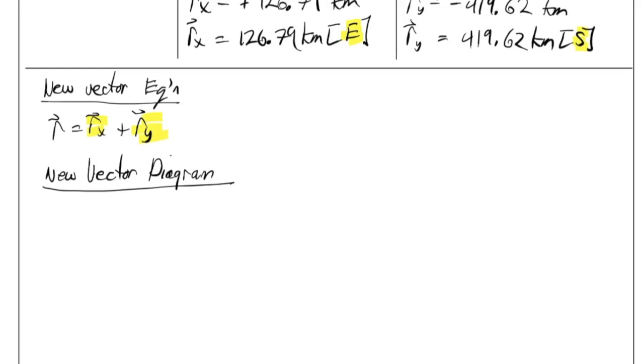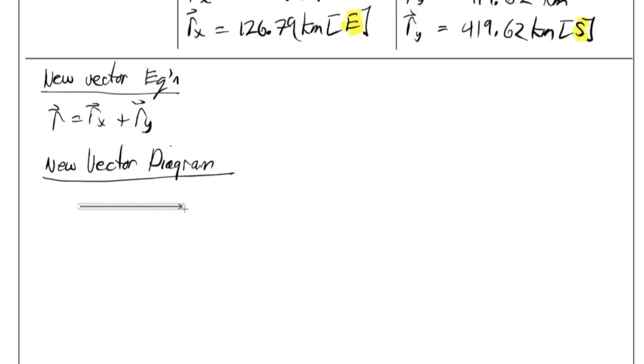I mean, if you want to do the y first, then the x, that's cool, but then you have to switch it in this equation here. So I want your diagram to reflect what the equation looks like. Okay, so here we go. Start off with the x component and then the y component.